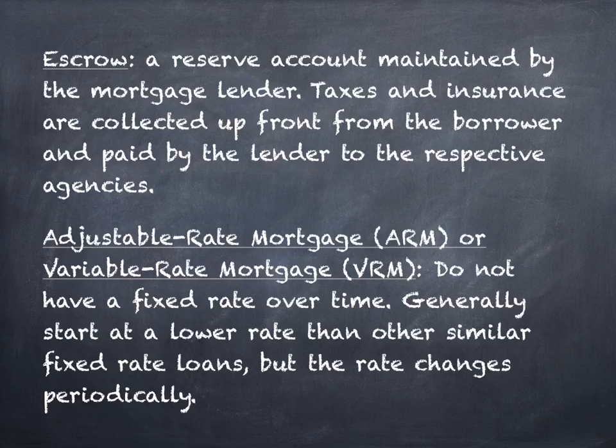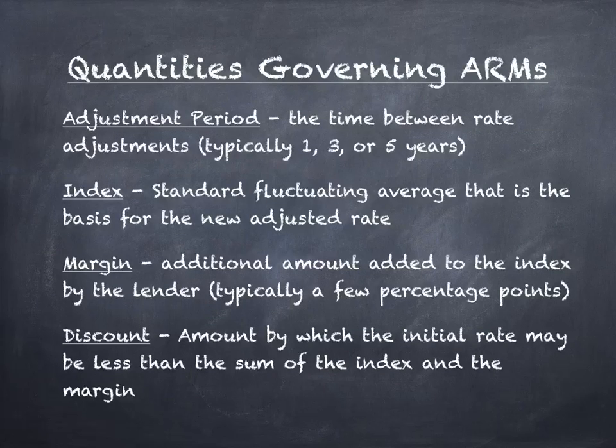All right, so you might say, well, why don't I just get that variable rate and get that lower percentage rate? Because that sounds pretty good. Well, let's take a look at some of the things that can happen. There are some quantities governing ARMs. First, there's an adjustment period. That's the time between adjustments. So you're going to have a certain rate on an ARM for a certain length of time.